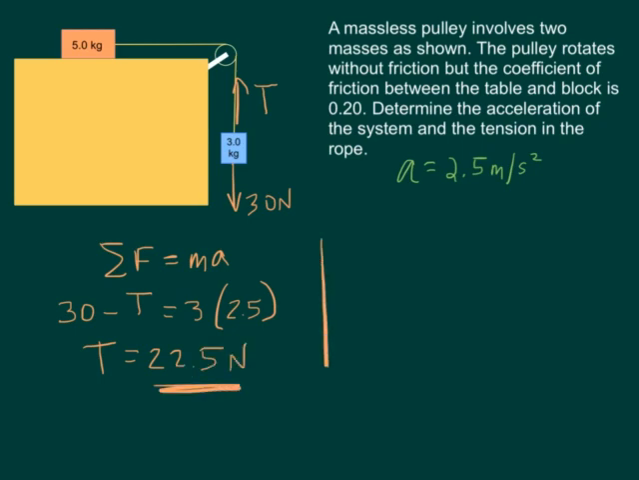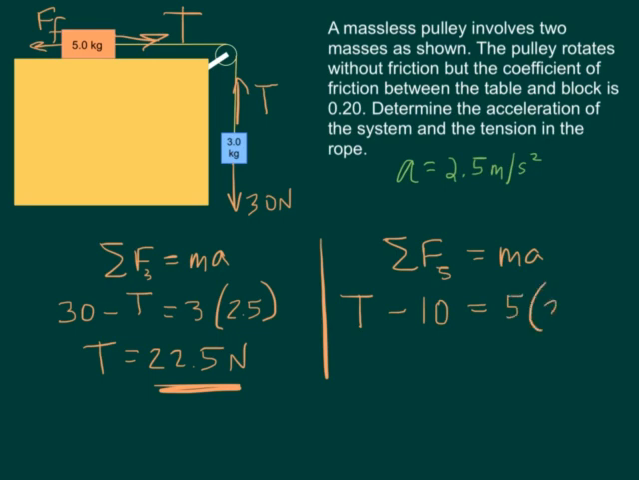If I wanted to check my work, I could look at the forces on just the 5 kilogram object. Kind of organize my work here. These were the forces on the 3 kilogram object. So here I have tension helping the motion of this object, and I have friction. Remember, that was 10 newtons working against the object's motion. So I have T minus 10 equal to this object's mass times the acceleration. And that would also give me 22.5 newtons.